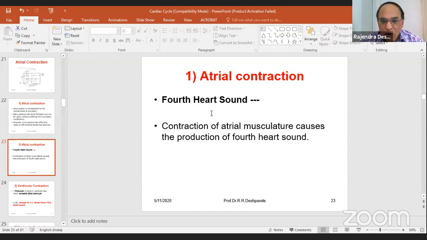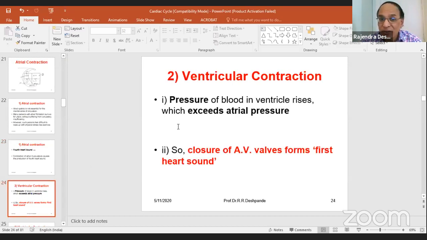Atrial contraction: contraction of the atrial musculature causes the production of the fourth heart sound, which is very, very rare. Write down, fourth heart sound, nothing to be worried about. Forget it. It is very rare in your practice. Now, this is more interesting. Ventricular contraction is most important.